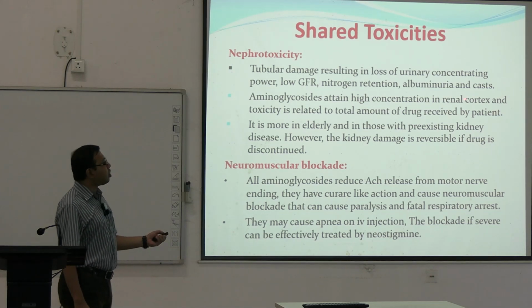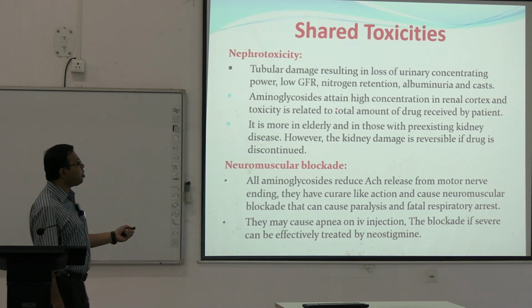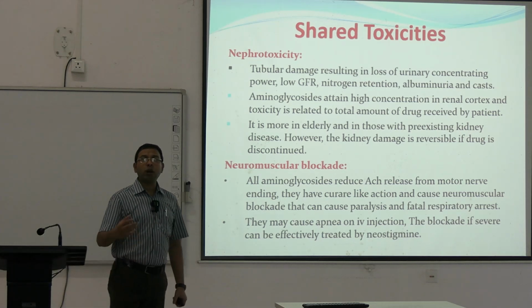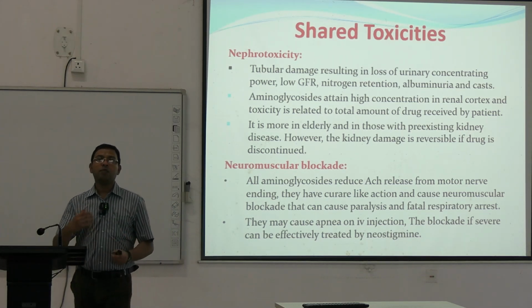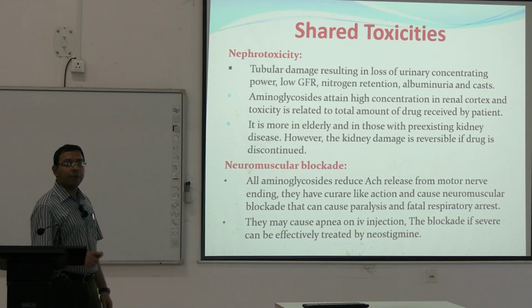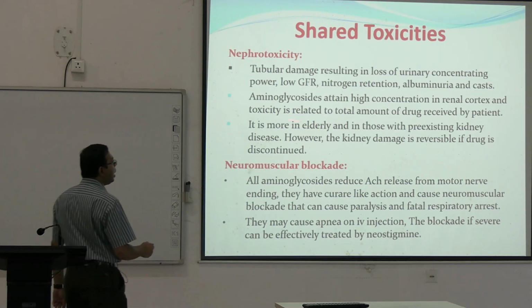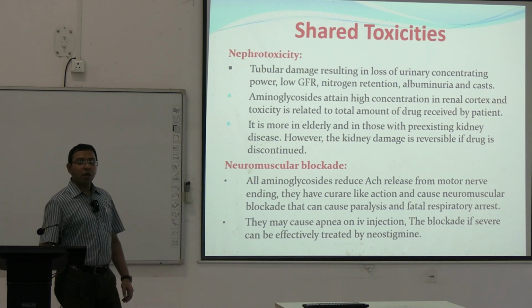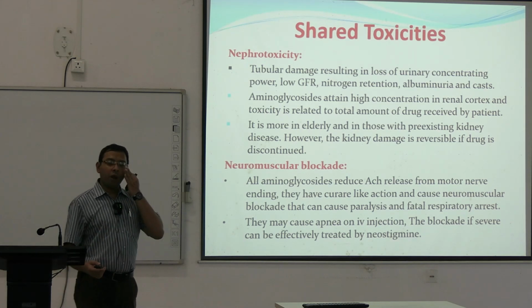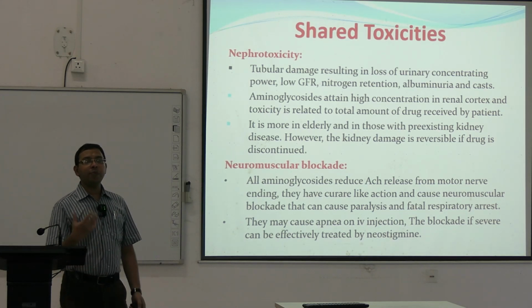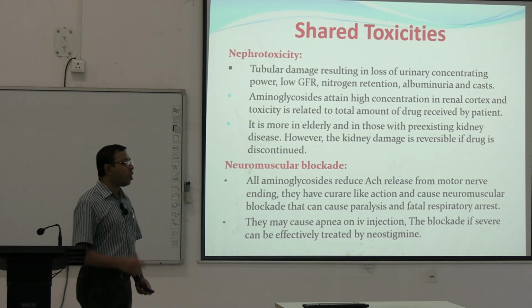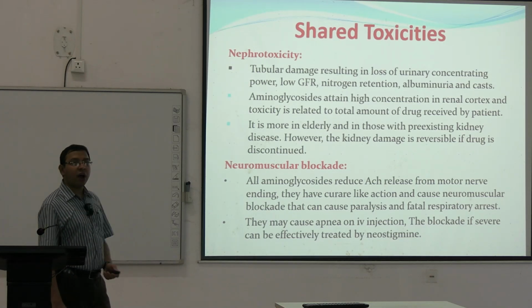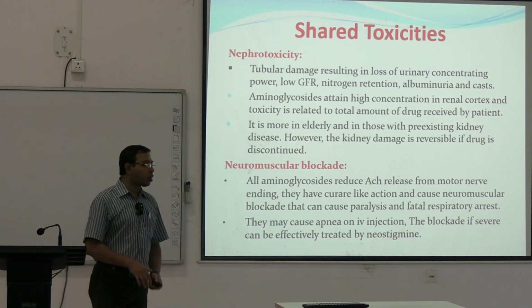Aminoglycosides attain high concentration in the renal cortex, and toxicity is related to the total amount of the drug received by the patient. The total amount of the drug over a long period of time is ultimately the determinant for nephrotoxicity. It is more in the elderly and in those with pre-existing kidney disease. If the patient is elderly, the glomerular filtration rate is already less. If there is pre-existing kidney disease, renal compromise is already there. However, this kidney damage is reversible if the drug is discontinued. So it can be reversible.